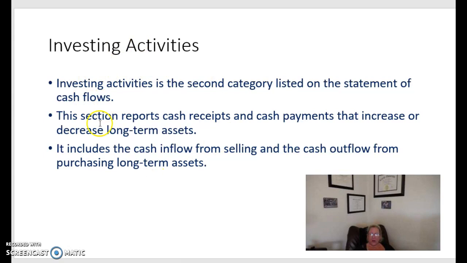Oh, and one more thing before I get off this slide, because I start talking and then I lose my place. This section reports cash receipts and cash payments that increase or decrease long-term assets. So it's not just the purchase of an asset. It can also be the sale of an asset. So it includes cash inflow from selling the long-term asset. Purchasing or selling the long-term asset. Now, sometimes students will get confused and try to put that in the operating activity because they brought in a little cash because they sold some equipment.